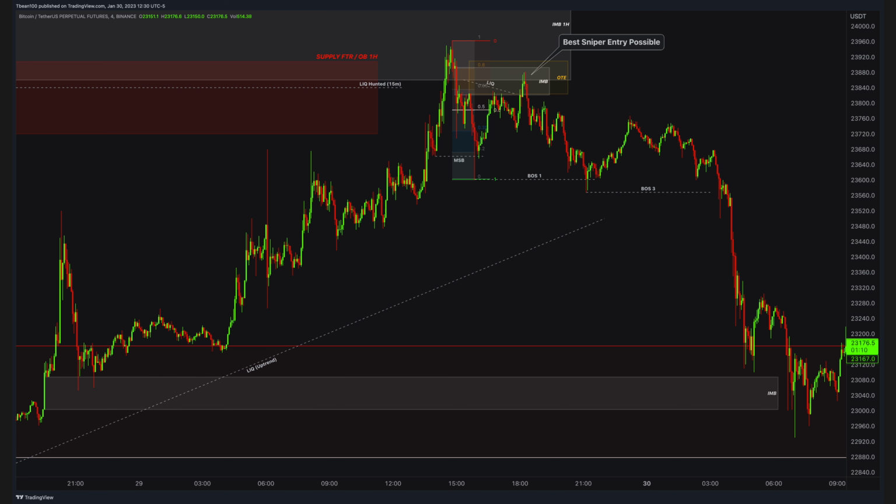As a first target, this nice imbalance below and small equal lows were great. So, this was my entry. Very late, but still good enough. I did not fully close the position. I left some in the trade for possible runners because there were many targets below.